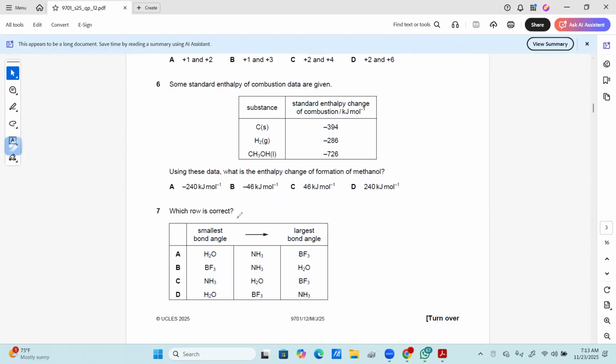Then the seventh one, which row is correct? Smallest bond angle. So in methane, it's 109.5, ammonia 107, water 104.5. BF3 is 120. Then again BF3 120, 107, 104.5. So definitely we know this is the correct increasing order. Smallest bond angle is for water. It has a V shape with a bond angle of 104.5. Direct theory.